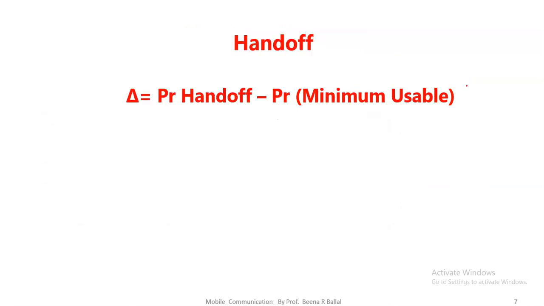The process of handoff is already done in detail, as I mentioned. The important parameter to be considered in handoff is delta. Delta is PR handoff minus PR minimum usable. That is, it's the difference between the power at handoff and the power which is required, the minimum usable. This parameter, delta, is very important in deciding when the handoff is to be done by the system.